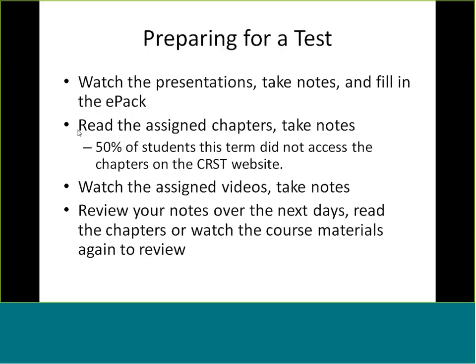When we looked back at a few of the chapters from the first 2 modules, about 50% of the students from this term haven't even accessed the chapters on the Creation Studies website. So this could be a big problem when they get to the test. If there's a question from something in the text that isn't necessarily straight from the presentation, then you won't know the answer because you didn't read the book.